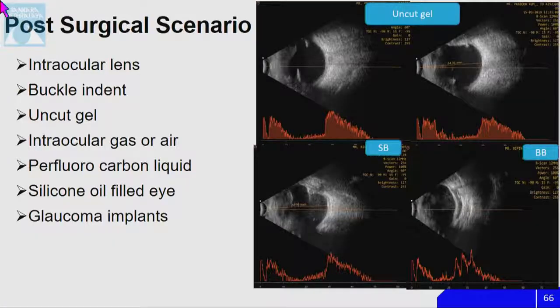So in the post-surgical scenario, we can have an intraocular lens, the most common finding. We can have a peripheral indent by the buckle, the scleral buckle, and this is the indent by the encerclage. This indent is more and is seen in a specific quadrant. Here, it is a shallow indent, seen throughout the globe along the circumferential extent.